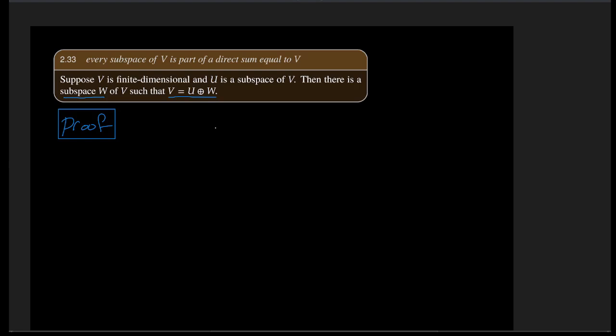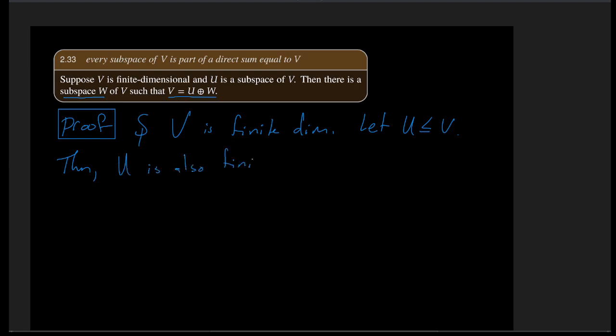All right, let's put it together and let's see what we can do. I'll give you some intuition for why this is a nice result at the very end. To start off with, let's suppose that V is finite dimensional. Let U be a subspace of V. Then U is also finite dimensional. We proved this before: every subspace of a finite dimensional vector space is finite dimensional.